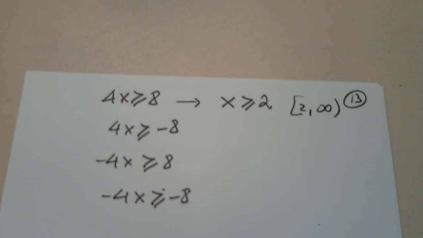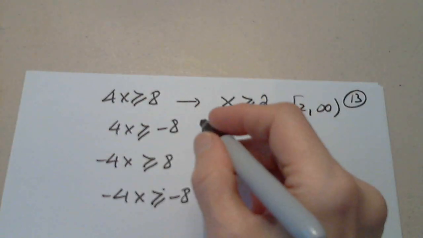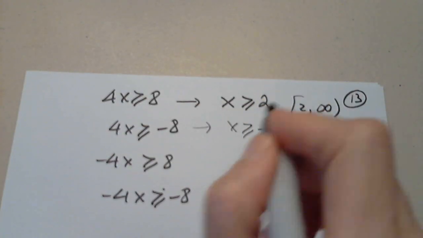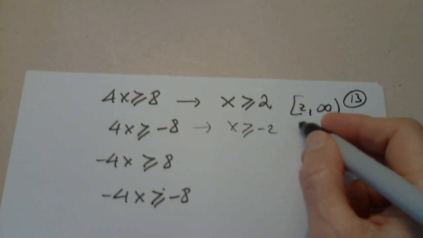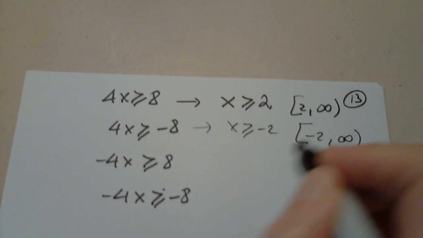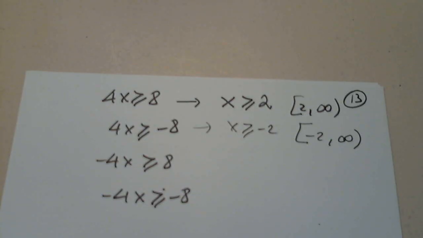What happens in the second one? Divide by 4. Yes. So then I have x greater than or equal to negative 2. I divide it by a positive number. Nothing changes. The bracket negative 2 to infinity. So this time it starts at negative 2 and goes to infinity. Now I have to be very careful. What do I need to do next in the next problem?